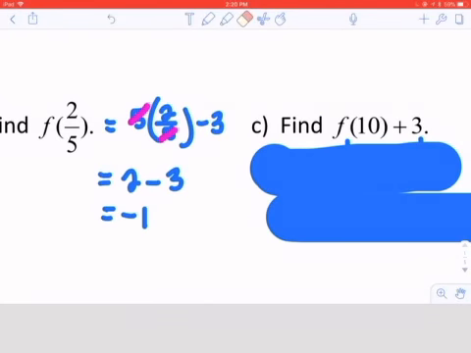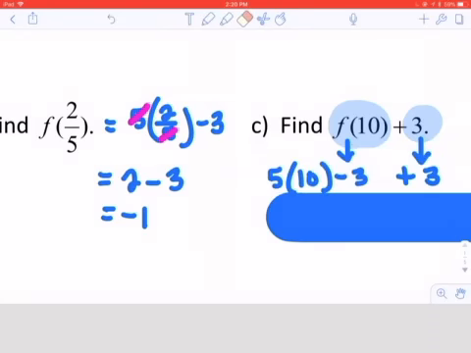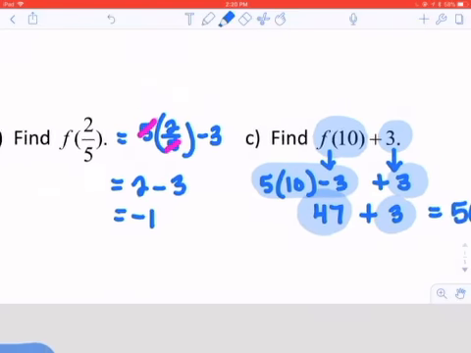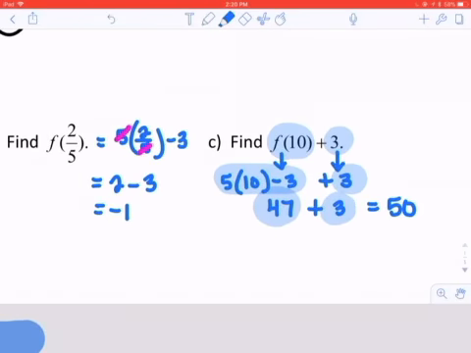All right, now we're going to evaluate f of 10, and whatever we get for that, we're just going to add 3 to it. Looks like this. Here's where we're evaluating f of 10. Here's our plus 3. F of 10 gives me 47, plus 3, and my answer is 50.